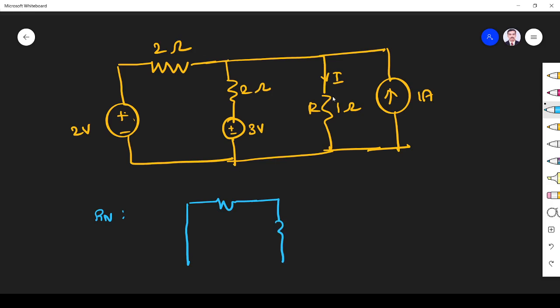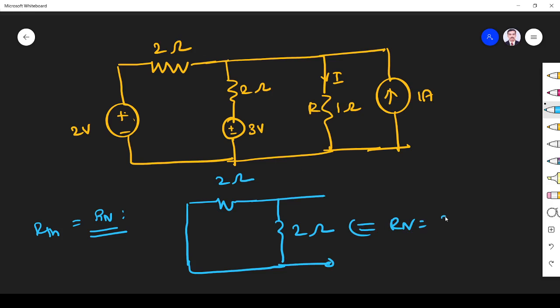This is removed, right? So this source, if I remove, it will become an open circuit. So this is 2 ohm. This is 2 ohm. This terminal will be opened, right? To find R Norton, because R Norton is equal to R Thevenin, whenever you want to find the Thevenin resistance, that corresponding resistance should be removed. So it will be like this. So what is R Norton? R Norton is 2 parallel 2, that is equal to 1 ohm.